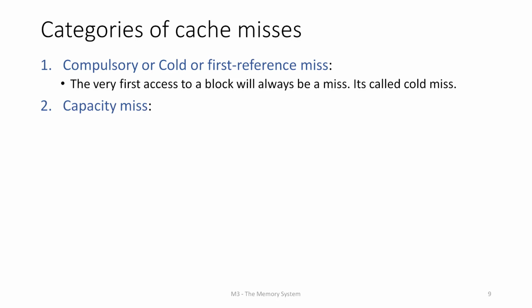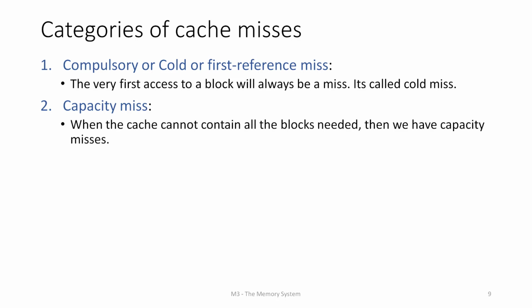The second category of misses are called capacity misses. Because the cache is small, it cannot contain all the blocks that are needed by the program. So eventually the cache gets filled up and we would need to remove some of the blocks and get in the new blocks. These are called capacity misses.